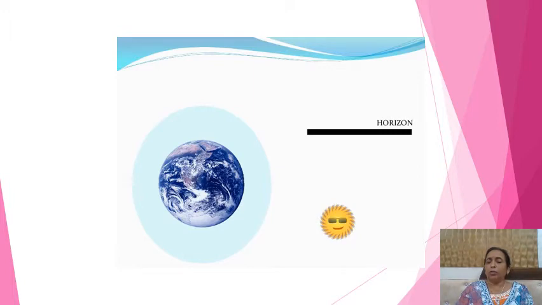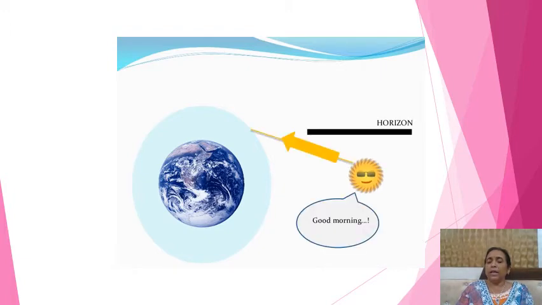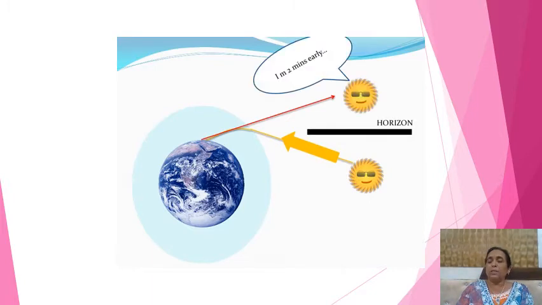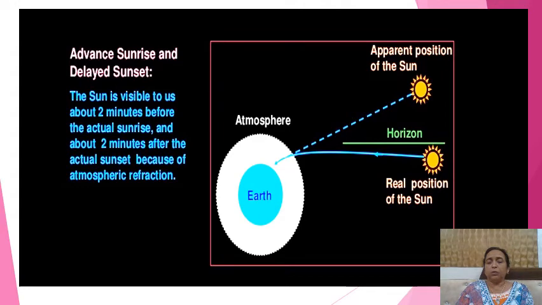Here, this is the horizon, and as it moves close to the horizon, the light from the sun reaches the atmosphere and starts refracting. That is, it starts bending. And because of this, its position appears as though it has reached above the horizon. That is, it has already risen. So, it is 2 minutes early. The sun is visible to us about 2 minutes before the actual sunrise and about 2 minutes after the actual sunset because of this phenomena, that is the atmospheric refraction.